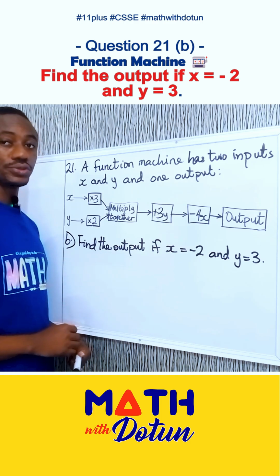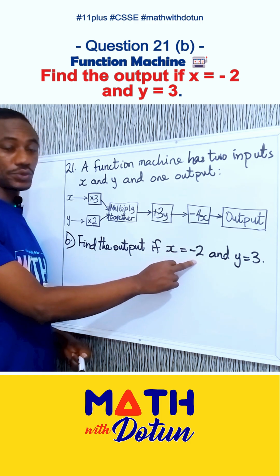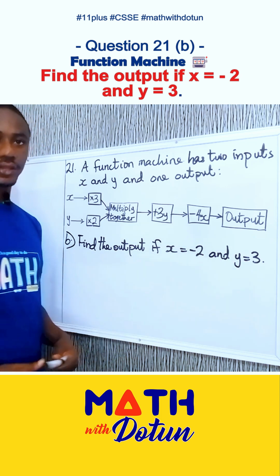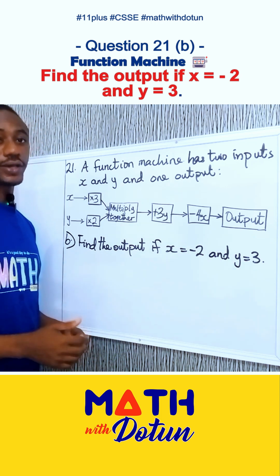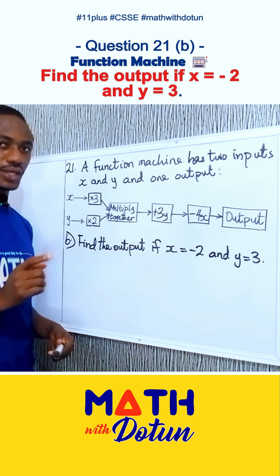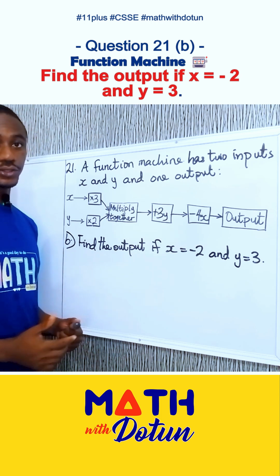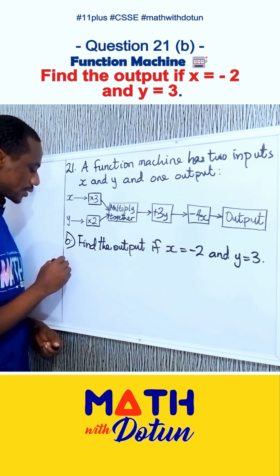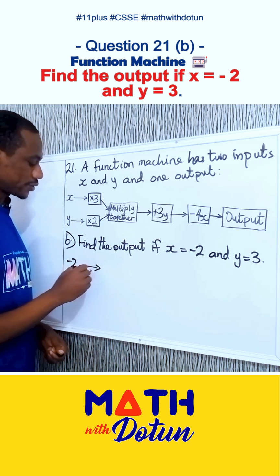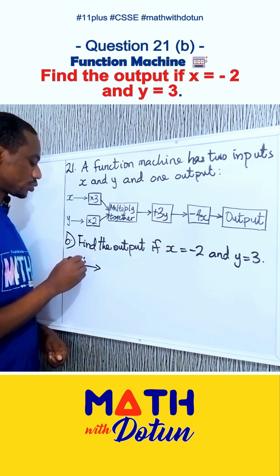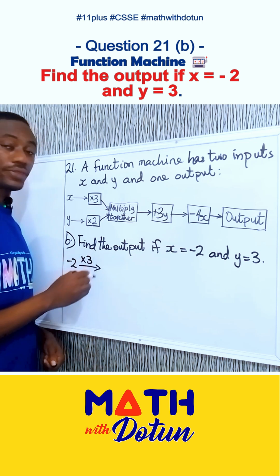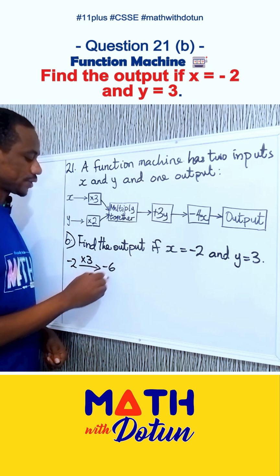Find the output if x is -2 and y is 3. Now we have a negative number as one of our inputs, so we need to be careful, and remember our negative operations. So x is -2. The first thing we have to do is multiply that by 3. So -2 times 3 is -6.